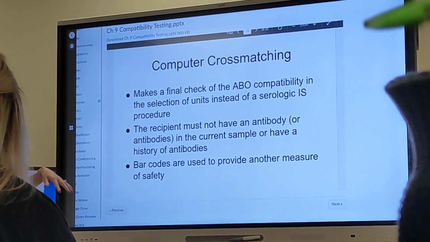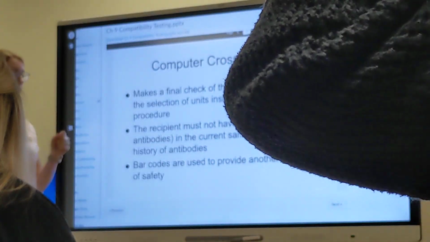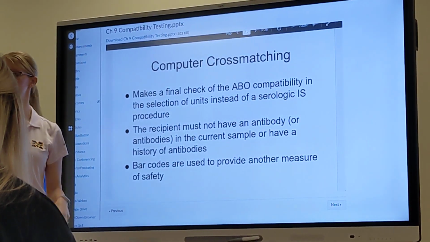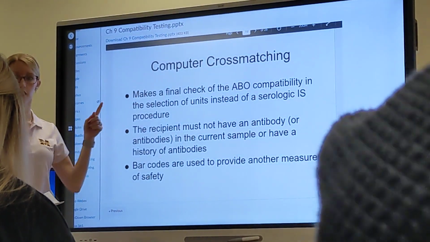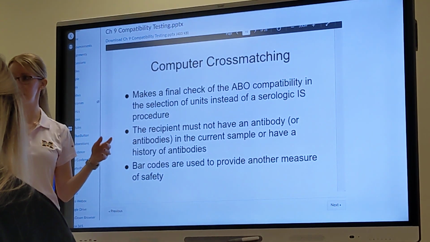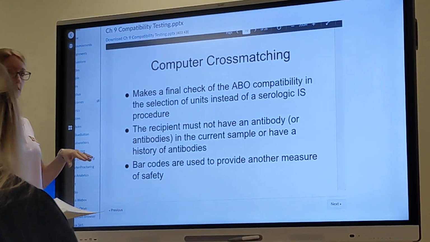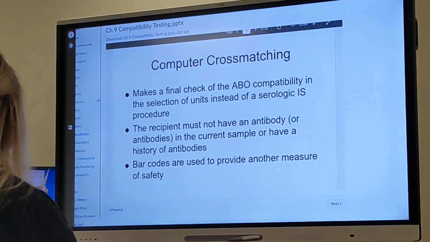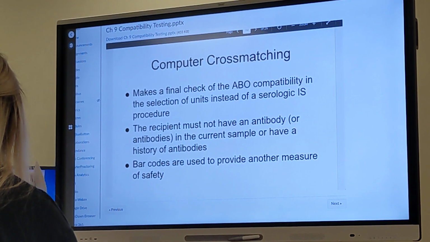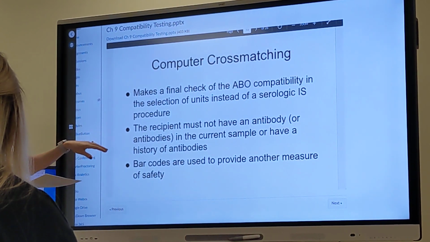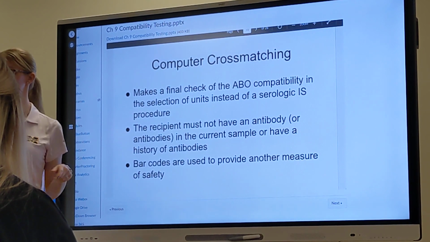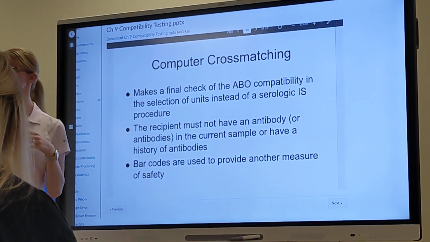You should be able to pick any random A positive unit off of the shelf, scan it in, and the computer is going to know that it's the same blood type and that it's okay to give it to them. So you never have to pull a segment or anything to do any kind of testing. You just pick a unit off the shelf, scan it in, and the computer says it's okay. Sounds scary, right?